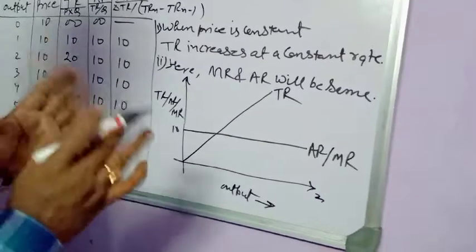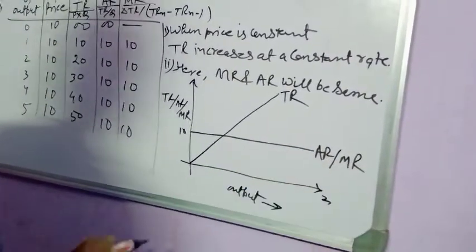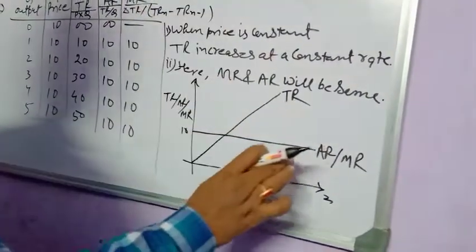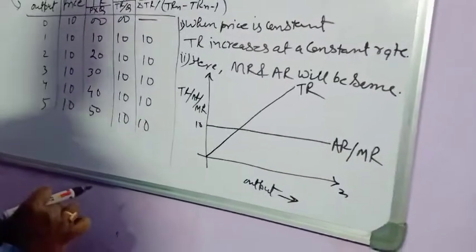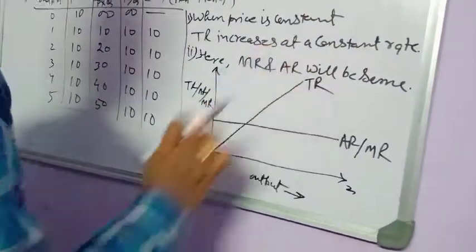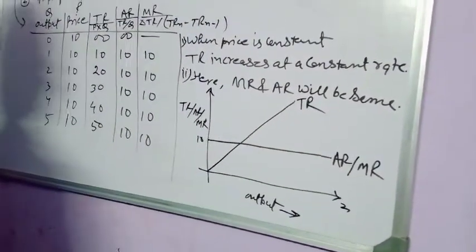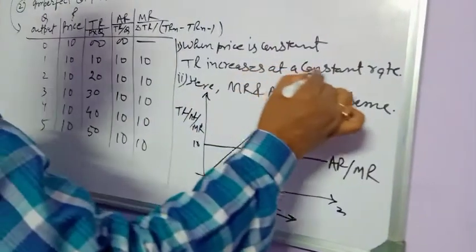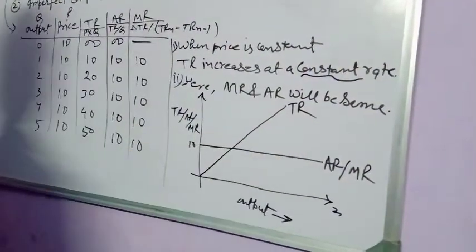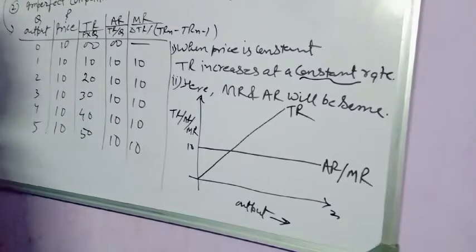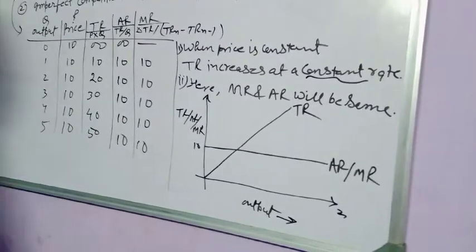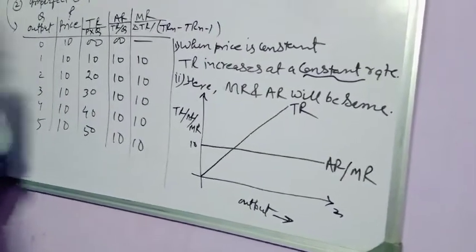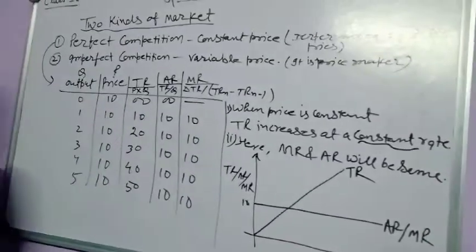So in this way we find a relation between AR and MR. In case of perfect competition, AR and MR will remain constant, whereas TR increases at a constant rate, not a faster rate. So here that is 10, 20, 30, 40 and 50. Is it clear? Now come to imperfect competition.